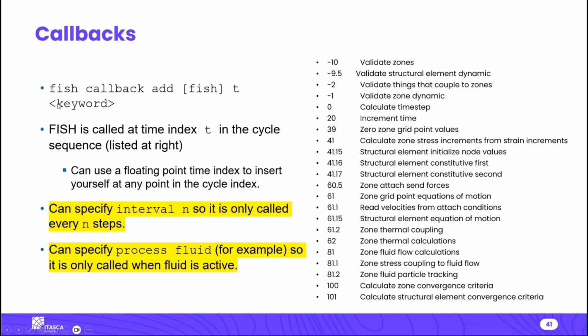You can add keywords here. So a very useful one is, for example, interval n. And what that means is instead of calling it every cycle, we'll only call it every n cycles. And that will make things go faster. So for example, fish callback add something, 0.1 interval 10. We'll only call the fish function every 10 cycles. You can also specify which process. So if you're running a coupled analysis, maybe you only want to call this function during the fluid steps. You can force it to do that.